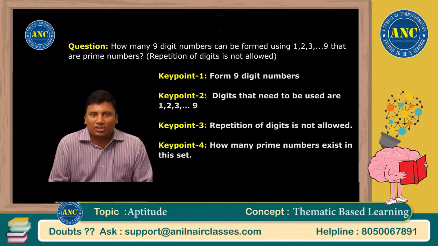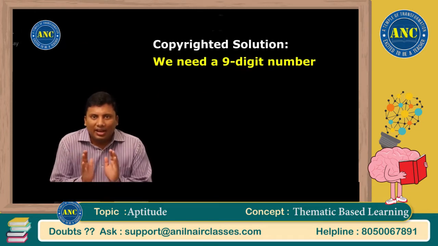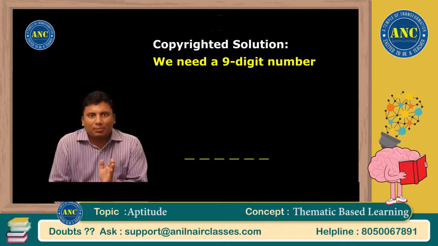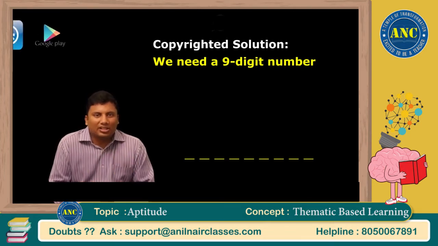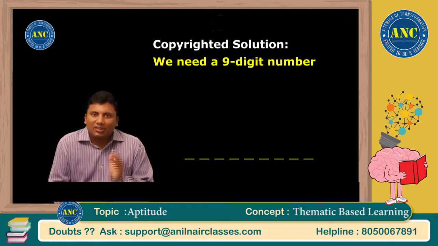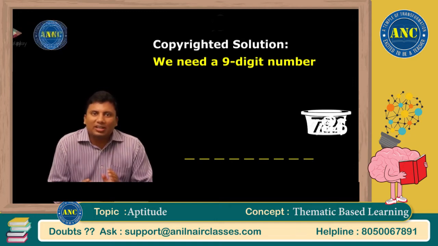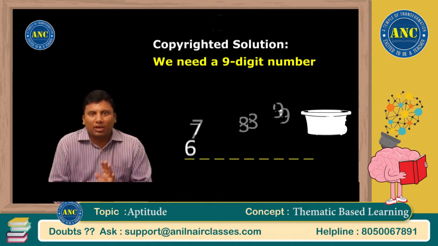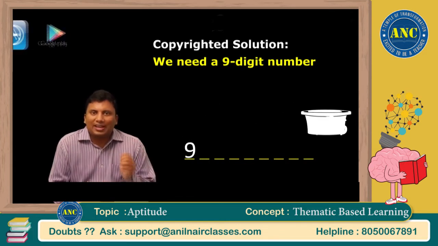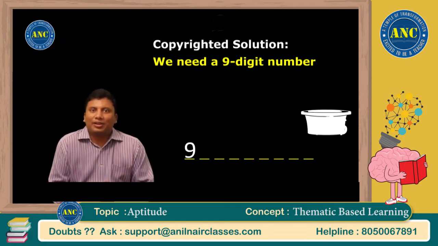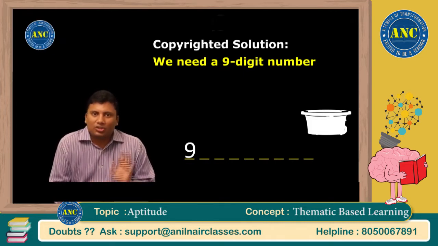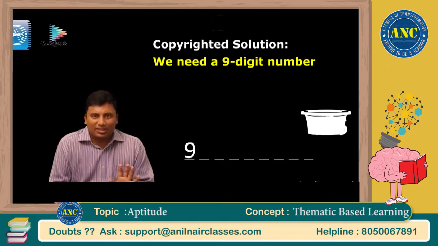Now these 4 key points. Now solution. A 9-digit number I require. So keep 9 slashes. These slashes represent a 9-digit number. Leftmost place, what are the digits I am using? 1, 2, 3 and so on up to 9. This leftmost place can take 9 different values. Those 9 different values are from 1, 2, 3 and so on up to 9. So leftmost I got 9 ways.